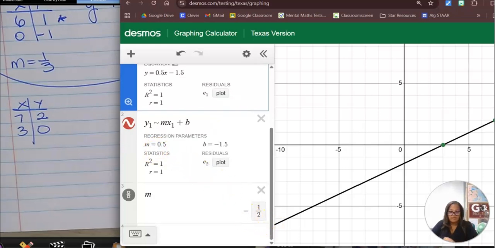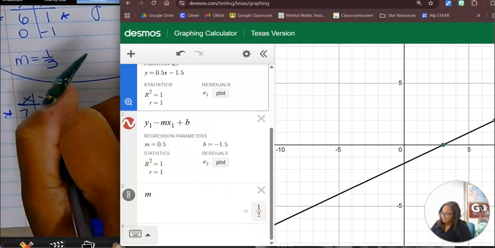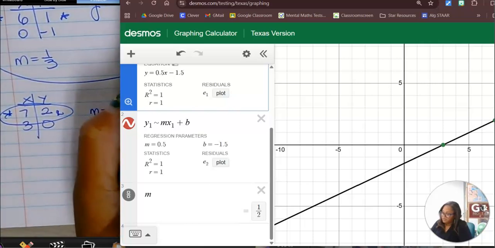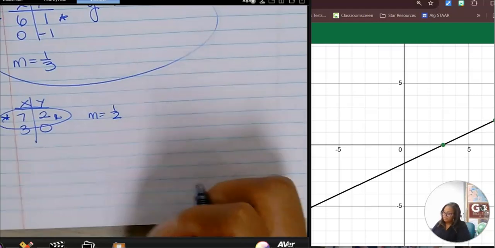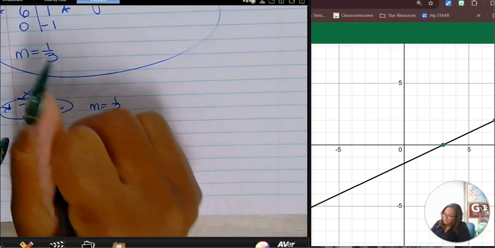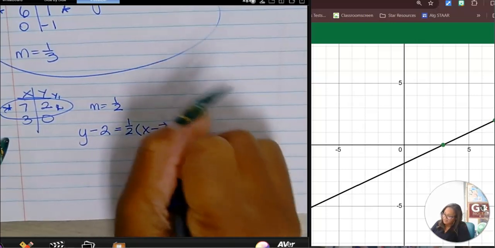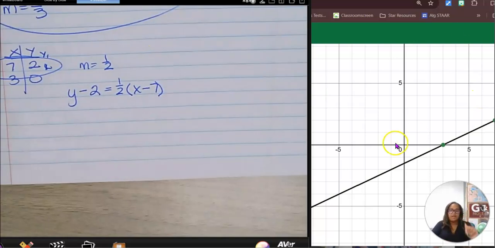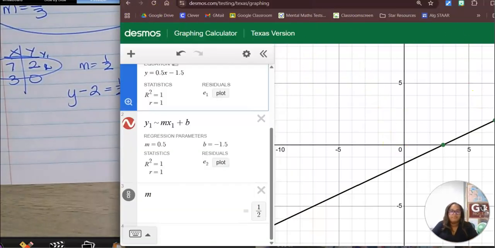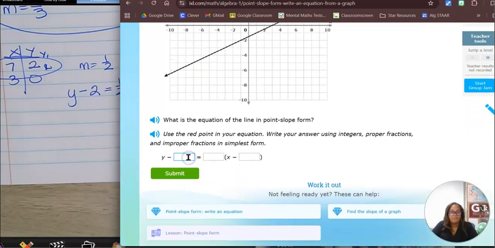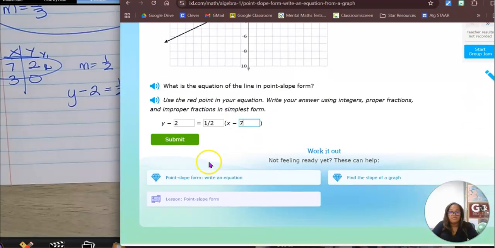All right, my slope is 1/2, and I have to use this point. And I can also circle it. M equals 1/2. So my equation is y minus 2, because this is my y sub 1, equals 1/2, my slope, times x minus 7. And that's what I'll type into IXL. Y minus 2, my slope is 1/2. Make sure you use fractions. Do not put a decimal here, it won't count. And x minus 7.